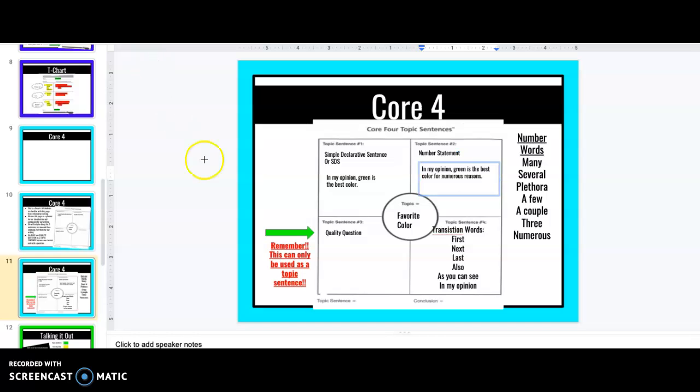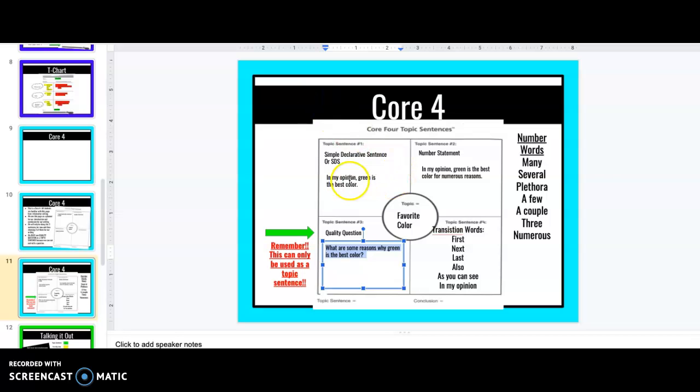Last one is the quality question. I remember it cannot be answered using yes or no. So if I said, is green the best color? That would not be a good quality question because I can answer that with a yes or a no. So I might want to say something like, what are some reasons why green is the best color? And I'm done with my Core 4.